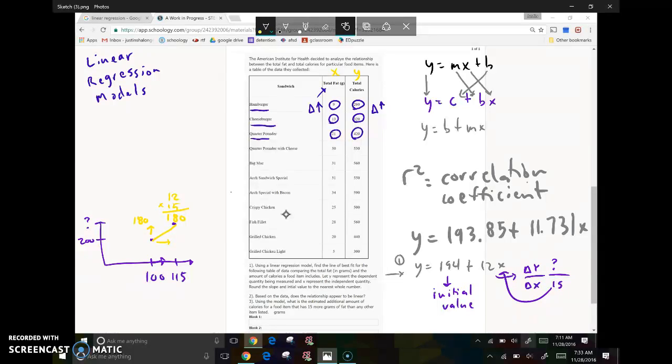So what was the additional amount of total calories for a food item that has 15 more grams of fat? Well, the additional amount is 180 total calories.